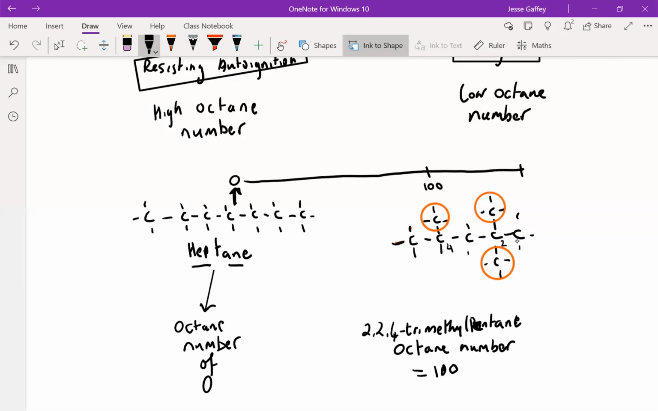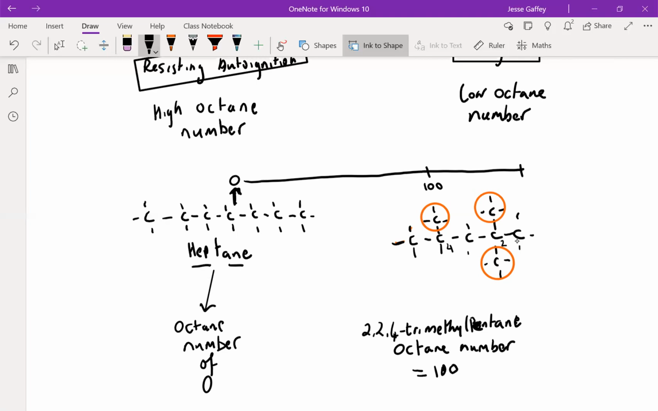So from 0 to 100. There are some substances which are even better at resisting autoignition than 2,2,4 trimethyl pentane, and they go higher on the scale. Ones which are not as good at resisting as 2,2,4 trimethyl pentane go lower than 100 on the scale. Okay, so I hope that I have made that clear.